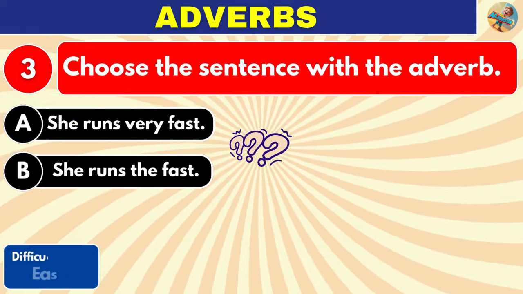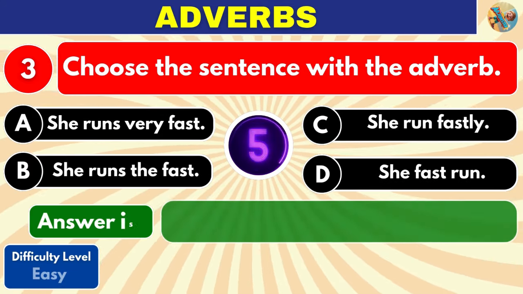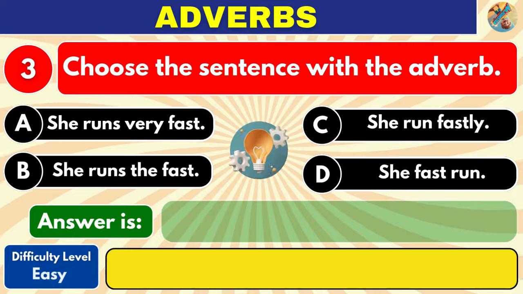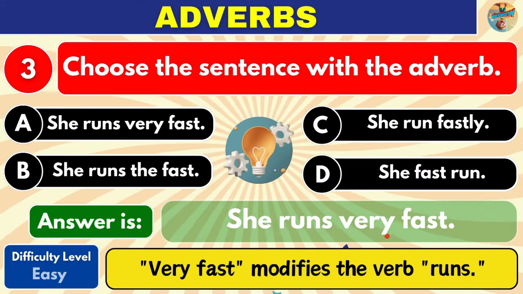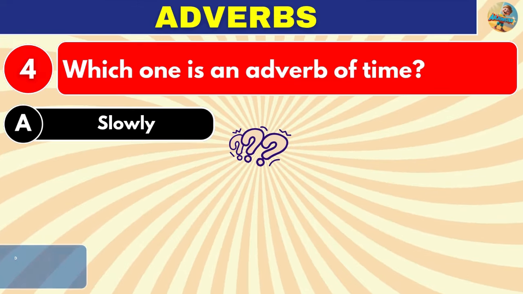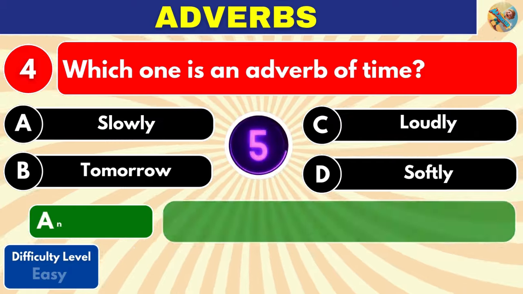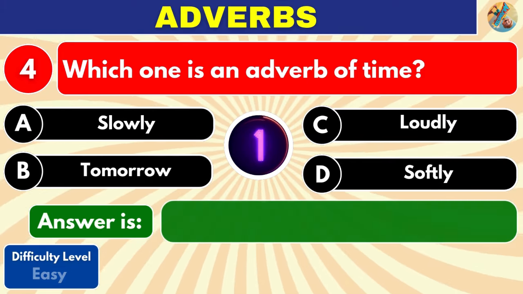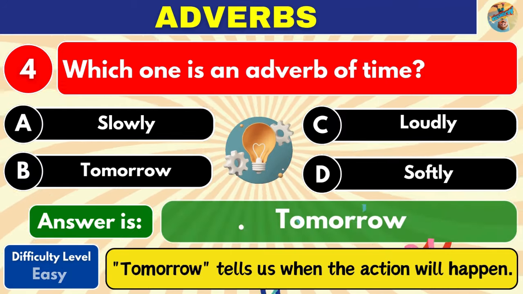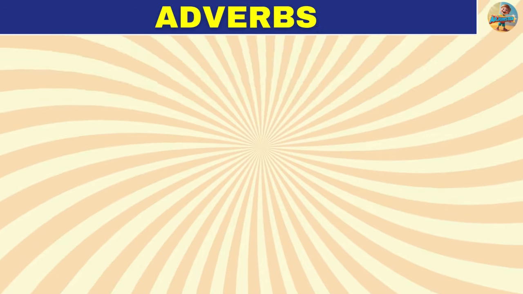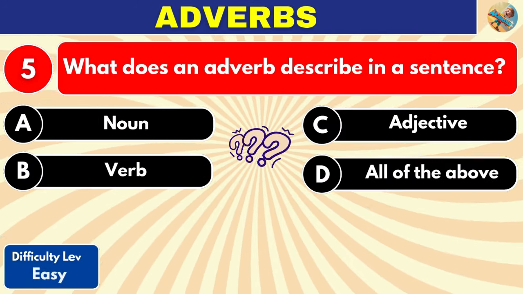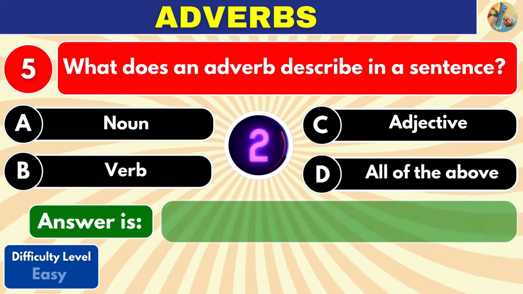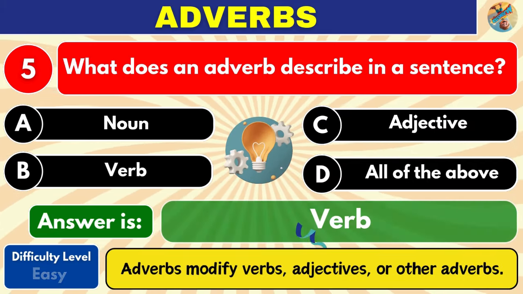Question 3 is choose the sentence with the adverb. Answer 3 is she runs very fast. Question 4 is what is an adverb of time? Answer 4 is tomorrow. Question 5 is what does an adverb describe in a sentence? Answer 5 is a verb.